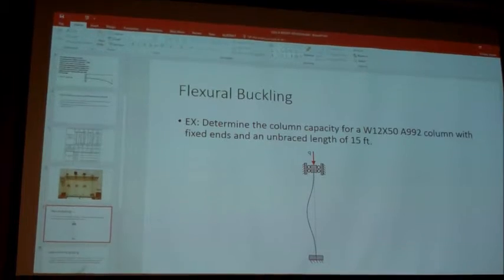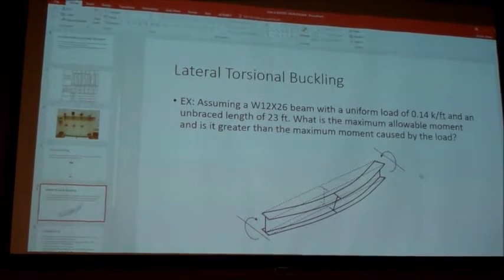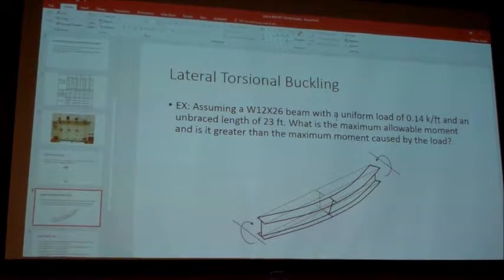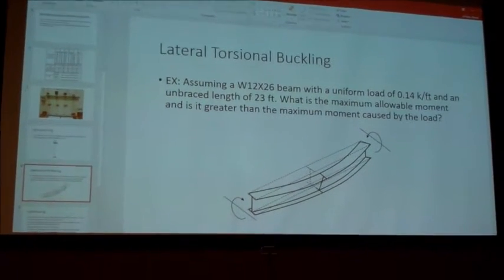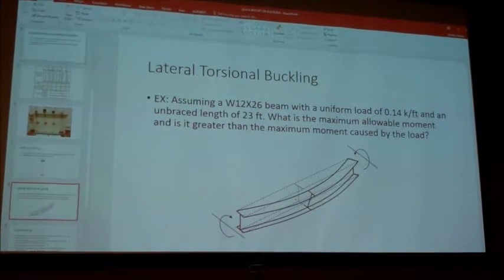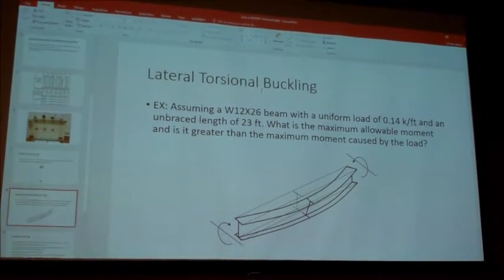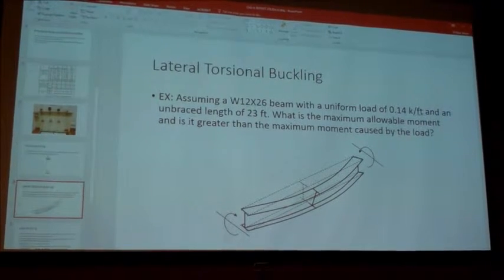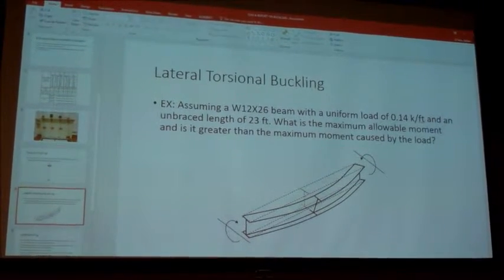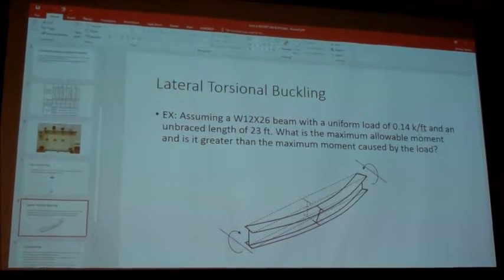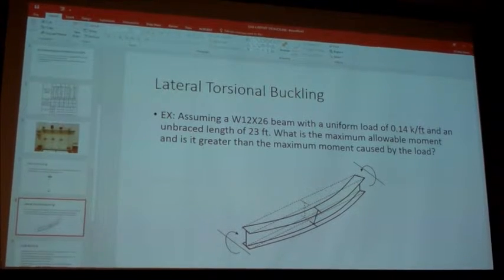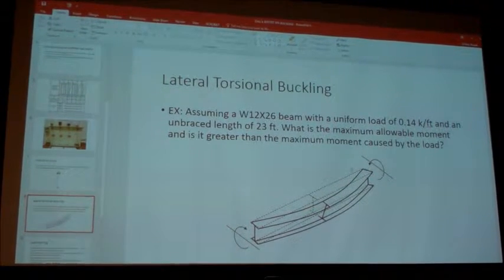Alright, so then the next example is actually a beam. And so when you apply a load on a beam, sometimes it can cause the beam to buckle laterally and torsionally, so it will bend out and twist. And so assuming a W12x26 beam with a uniform load of 0.14 kips per foot and an unbraced length of 23 feet, what is the maximum allowable moment, and is it greater than the maximum moment caused by the load?